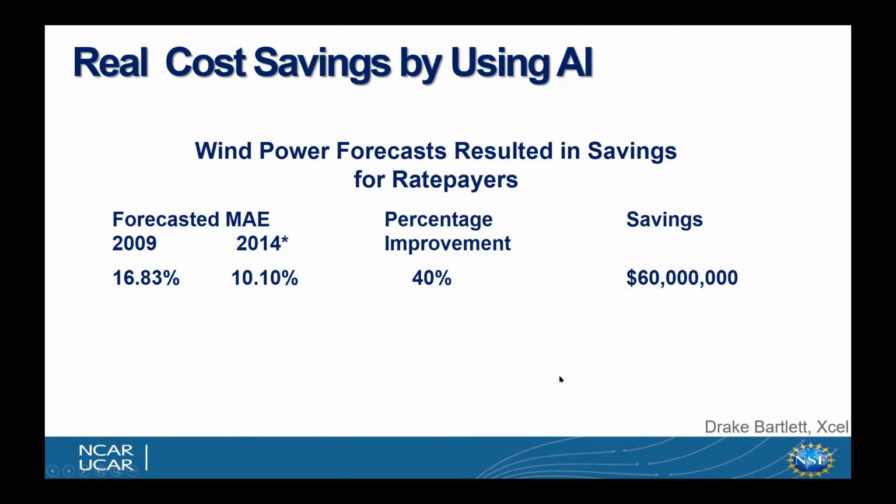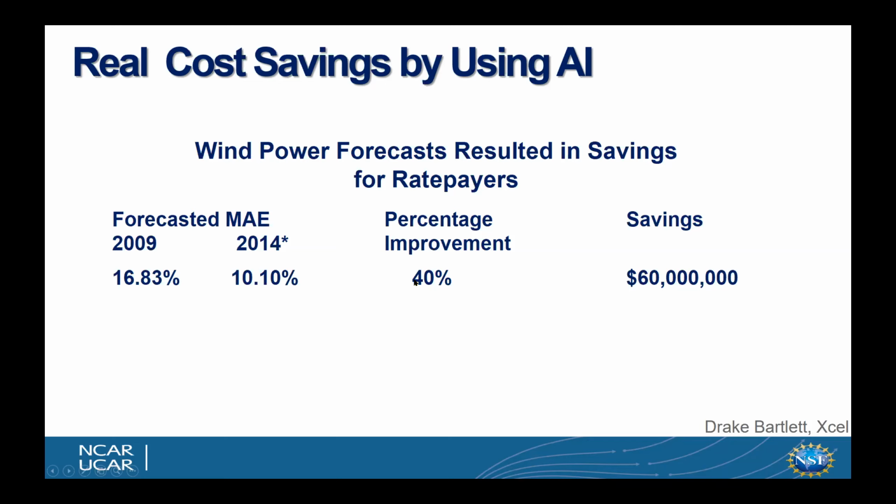Now, Xcel Energy, of course, is doing this to save their customers money. And you know, when we started this project, the state of the art from standard NWP forecasts was about 17% error. By the time the system was delivered in 2014, the error was about 10%. That's a 40% improvement.